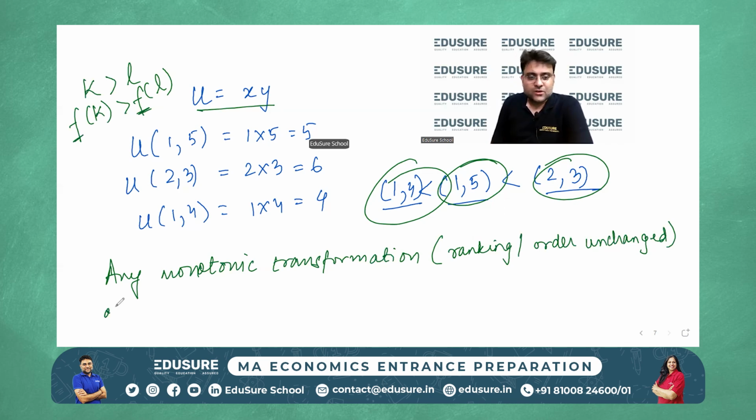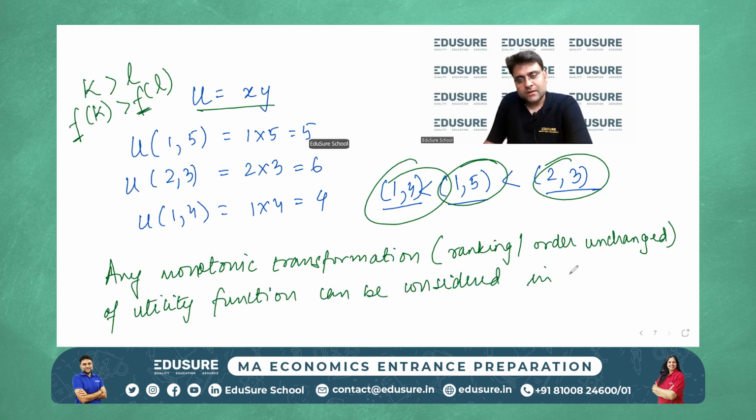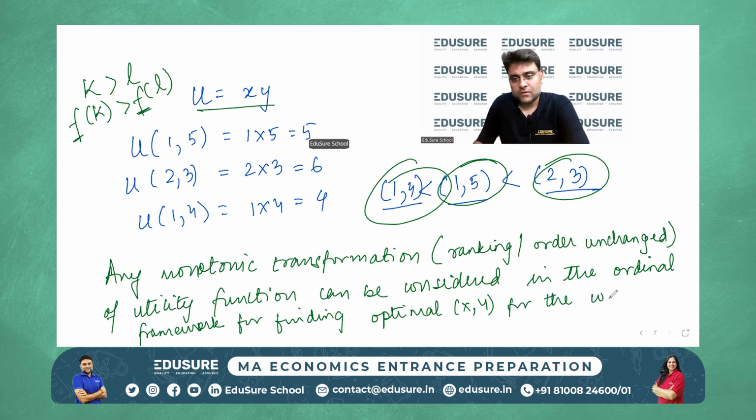Any monotonic transformation of the utility function can be considered in the ordinal framework for finding the optimal x, y for the consumer. So any monotonic transformation is allowed. This makes calculation extremely easy when we come to the third aspect, which is calculating the optimal x, y.